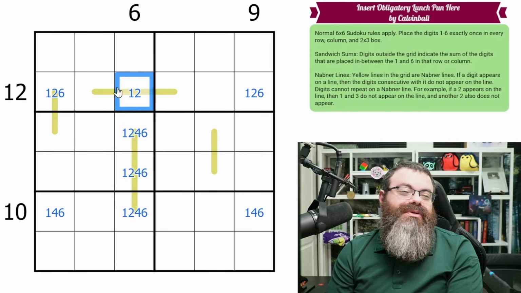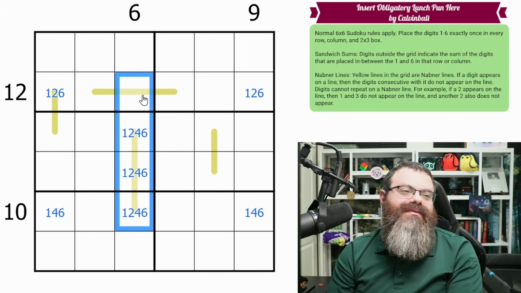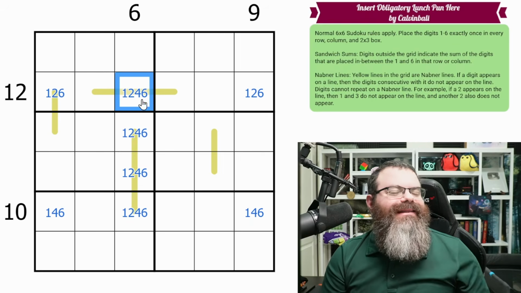And it wouldn't be the 2 because we know the 2's outside, and it wouldn't be the 1 because we know the 1 can't go there. So actually that doesn't work. So let me talk about why this doesn't work.